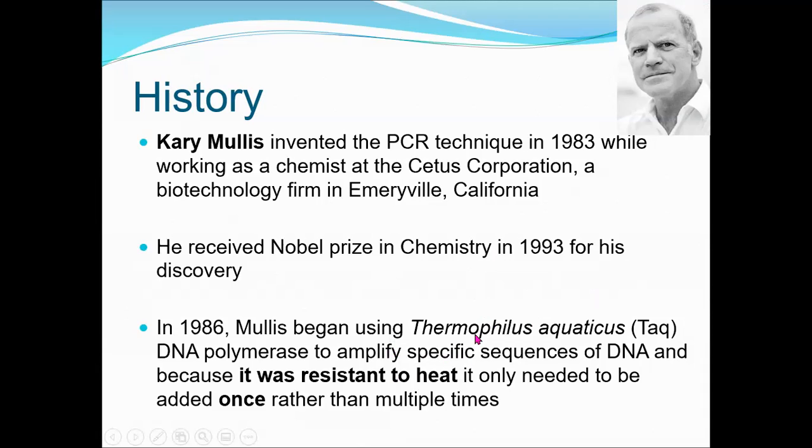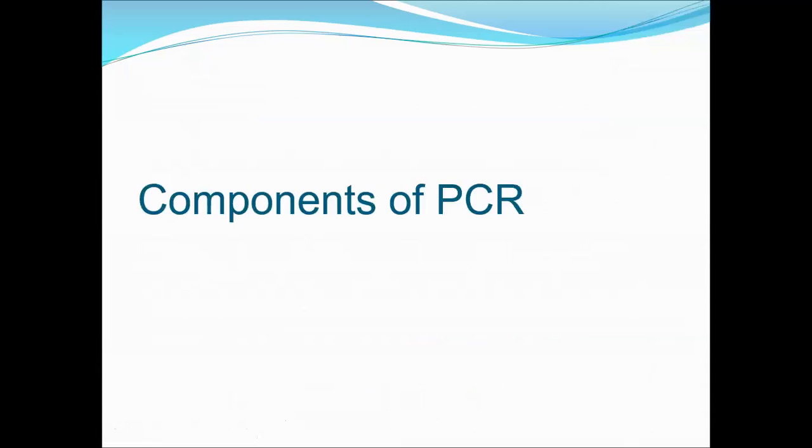So he had to add that DNA polymerase multiple times. Then he thought, why can't he use a thermostable DNA polymerase, which is stable even at higher temperature. So he isolated the polymerase from Thermus aquaticus, a thermophilic bacterium which lives in hot springs, and its temperature optimum is around 70 to 72 degrees Celsius. That was the best to use, and you then need to add it only once rather than multiple times. Now let us see the components of PCR.